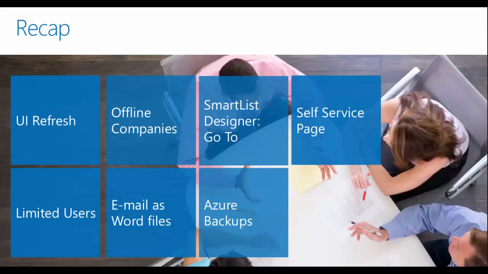Thanks for joining me today. As a recap, we've seen the changes that were made to the user interface. We've taken a look at how you can take a company offline. We've seen the new go-to functionality added to SmartList Designer. We've taken a look at the new SelfService homepage. We've reviewed the new features available for limited users. We've seen how you can email reports as Word documents. And we've taken a look at the Azure backups. Thank you.